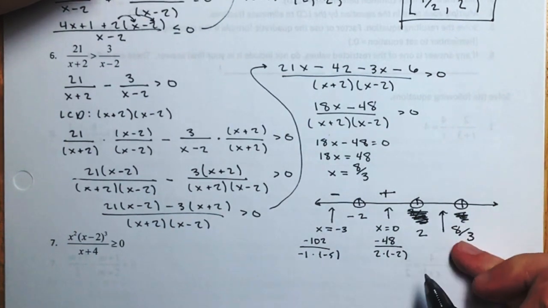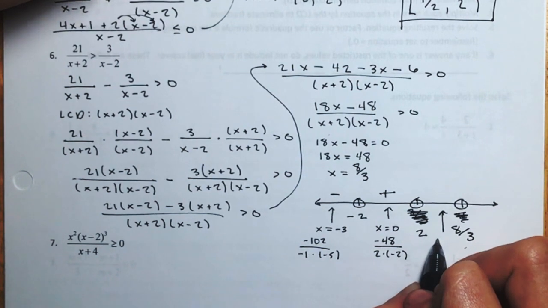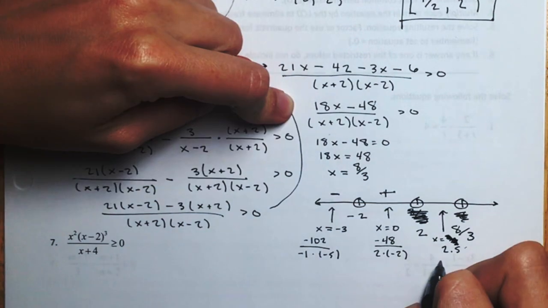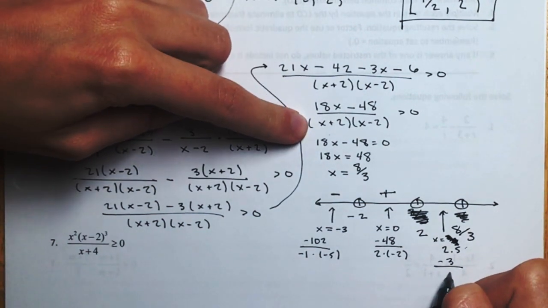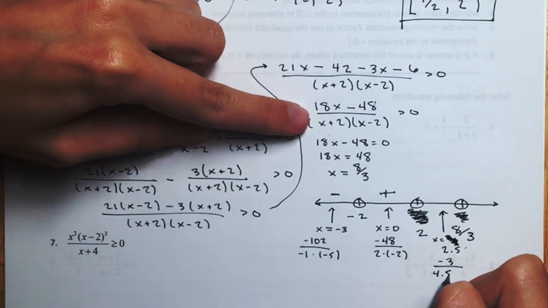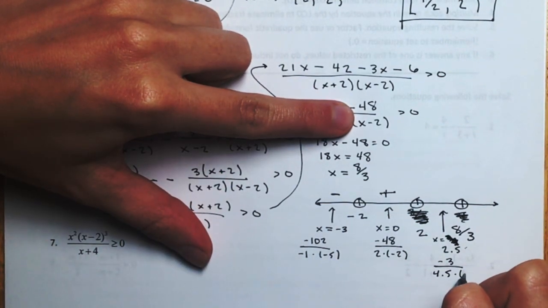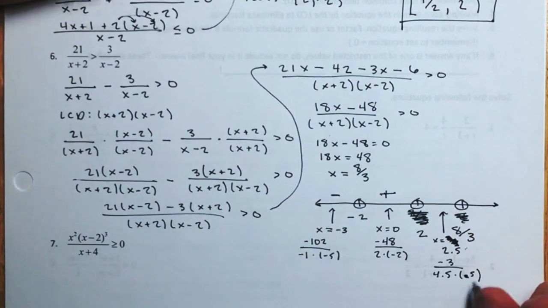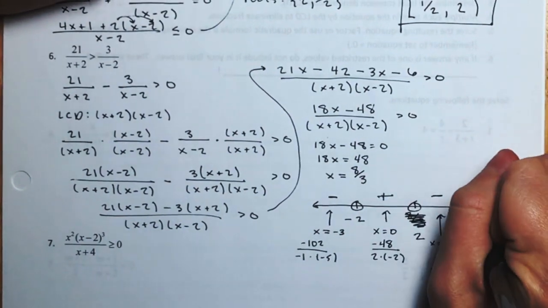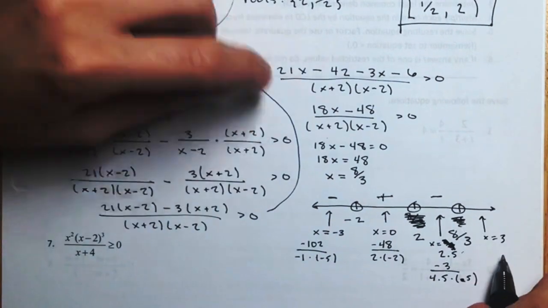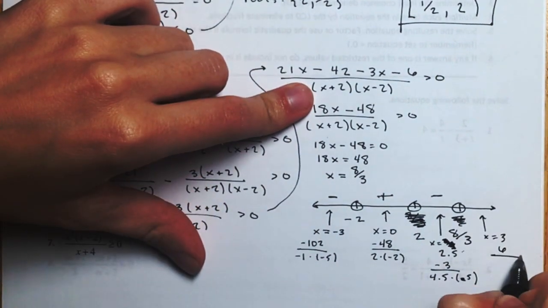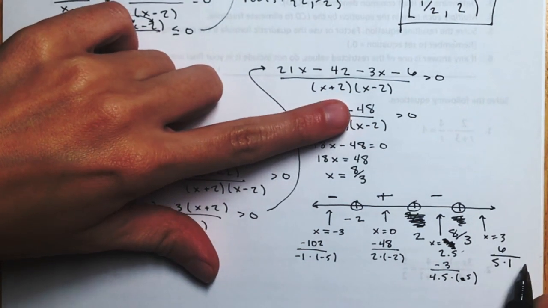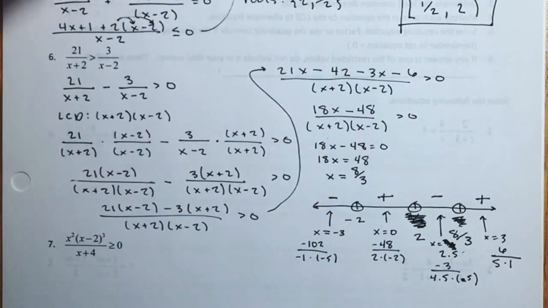Between 2 and 8/3, I can choose maybe x equals 2.5. Then I get -3 over 2.5 plus 2 is 4.5, 2.5 minus 2 is just 0.5. So if I multiply all these together, we have a negative. And then if I test 3, I get a positive over 3 times 3 plus 2 is 5, 3 minus 2 is 1. All of those are positives, so we get a positive.